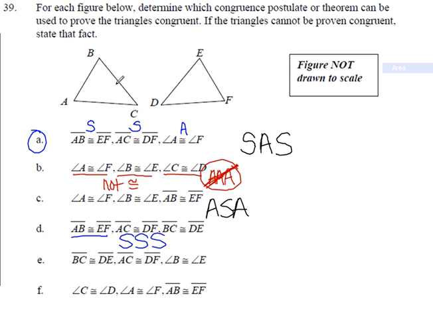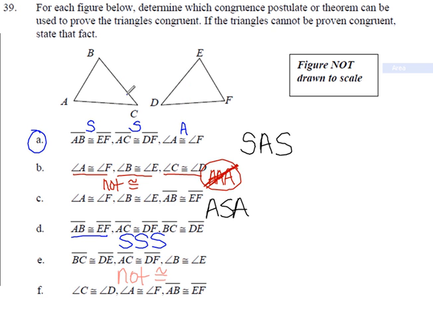39E, BC is congruent to DE, AC is congruent to DF, and angle B is congruent to angle E. That to me looks like a bad word, and that is not congruent.